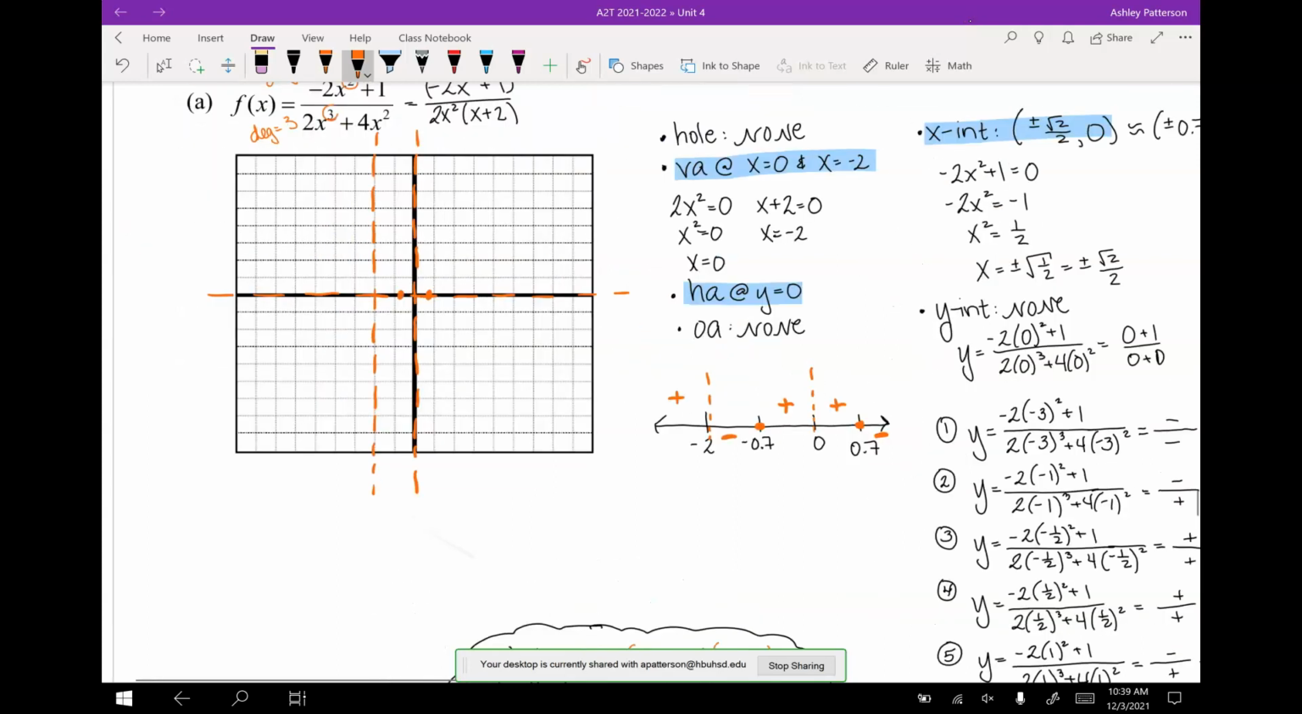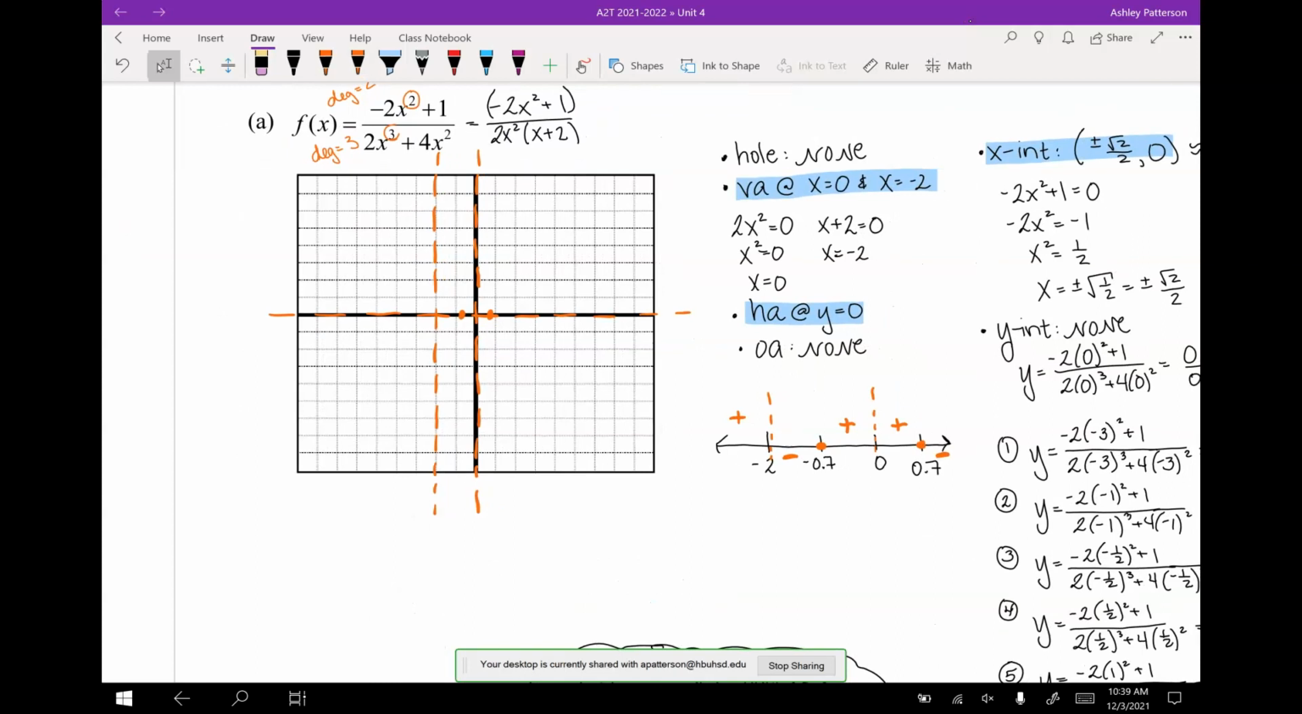All right. Whew! Things to think about as we head into sketching. Number 1, your horizontal and oblique asymptotes guide the end behavior. Number 2, you cannot cross a vertical asymptote. Number 3, any intercepts that you have found must be included in the sketch. Your graph must include them.